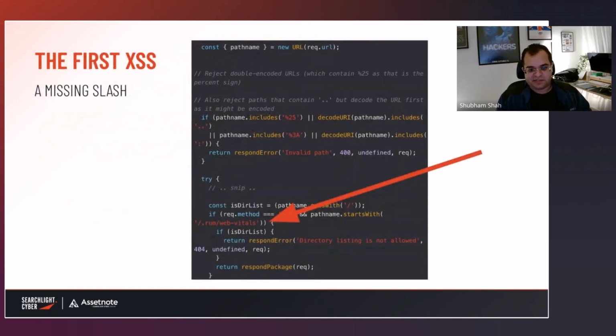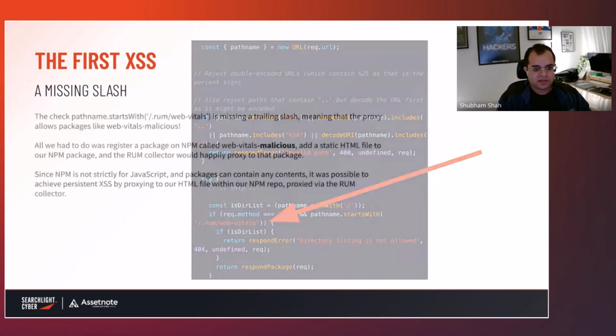So the first XSS we found was that the RUM collector was just checking whether or not the path name started with a specific package name. And this is quite interesting, because if all of our requests are being proxied to one of these CDNs for NPM, we can just register a package that starts with web-vitals. Then we should theoretically be able to proxy that package through this RUM collector.